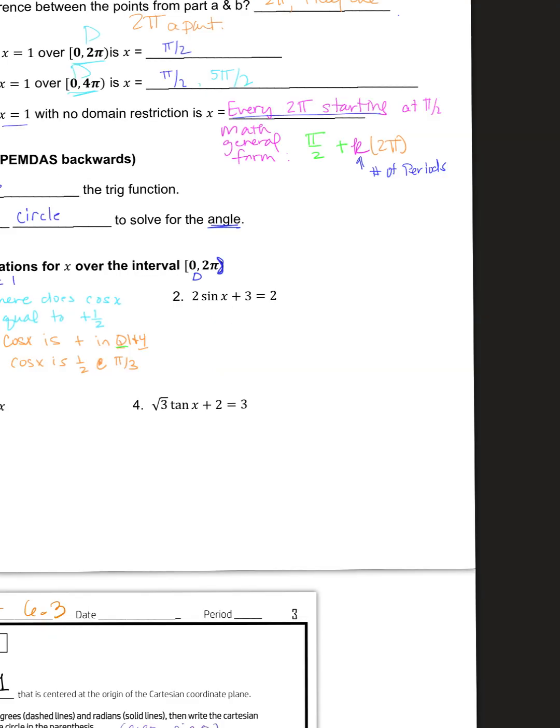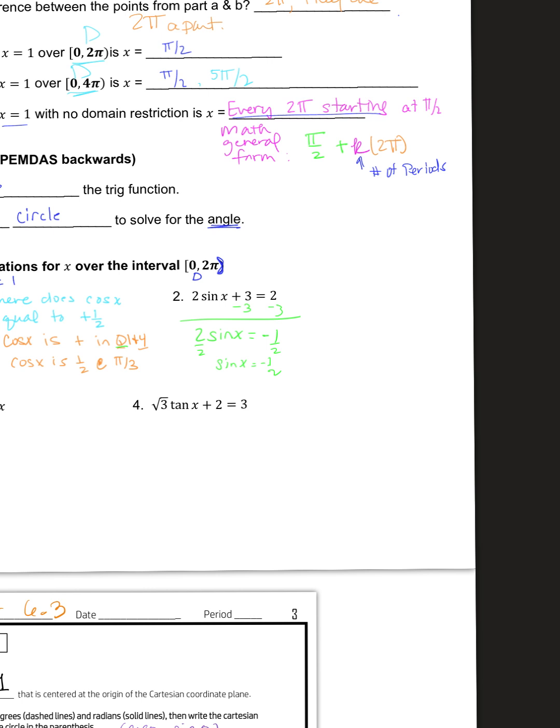Okay. Number 2. Again, we're going to isolate this variable, which is our sine x. So we're going to subtract 3, so sine x equals -1. Okay. And then now divide by 2. So sine x equals -1/2. So again, I'm going to ask myself a couple questions.